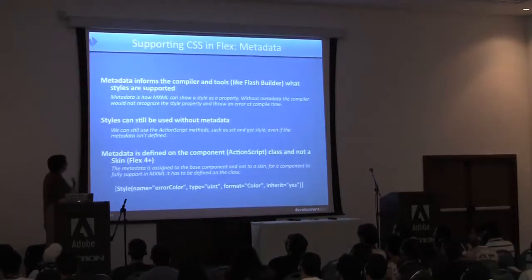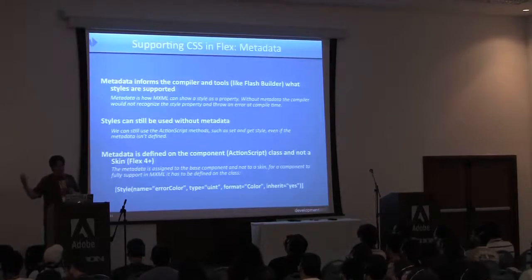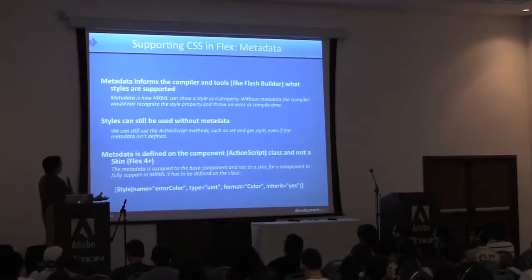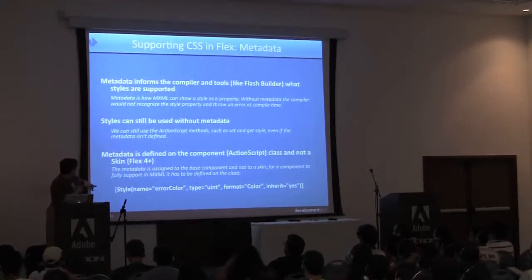So the next thing we need to talk about is metadata. Remember, going back to when I was talking about MXML properties, the compiler shows them in MXML as a property, but really it's still a style. It's still going to call set style behind the scenes. The way that we inform Flash Builder and the compiler that the MXML property is actually a style is we use metadata. So if you look at the bottom, I hope you guys can all see it.